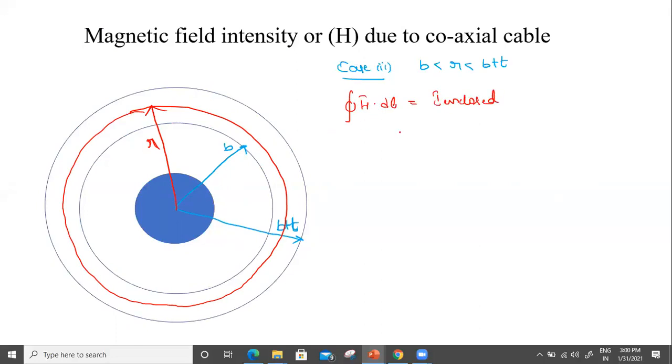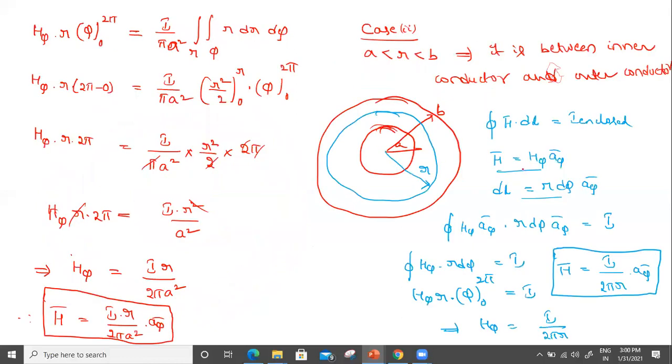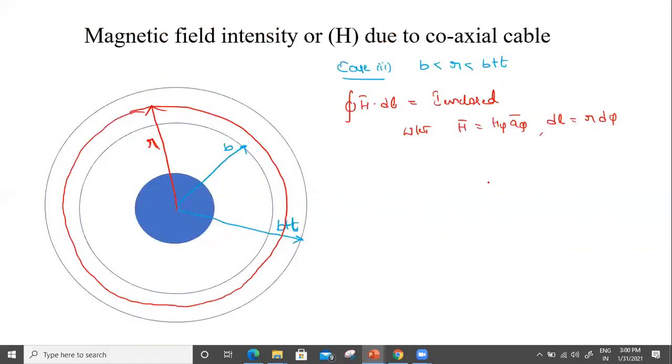Then we know that H equals H phi into a phi, like previously. dl equals r d phi. Same thing, whatever I am using in the second case, first case, same case I am using. So if you substitute here, integral H phi a phi into r d phi a phi equals I enclosed.